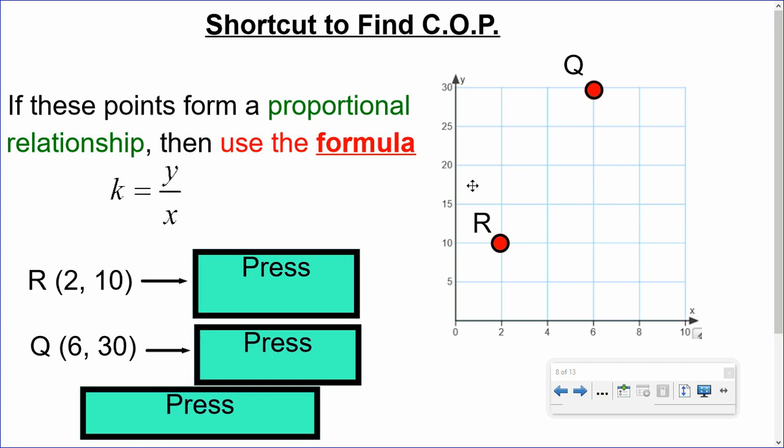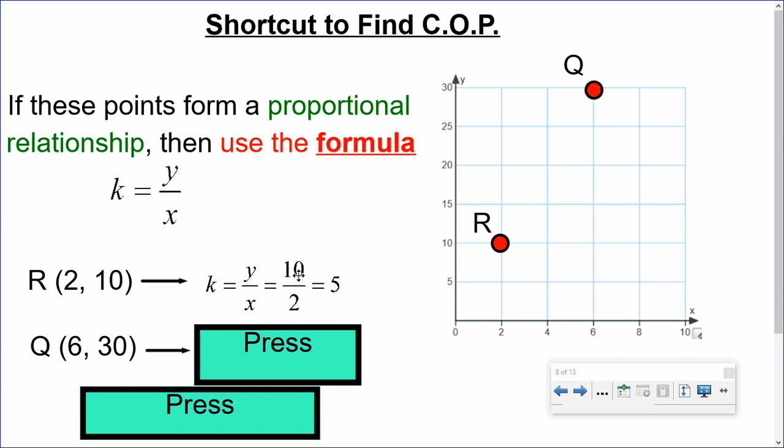Here we have 2 points, as I mentioned. Sometimes you don't have a line. Sometimes you have points sitting out there on your coordinate plane, and they're asking you to find the constant of proportionality. Well, that's easy. It's the y value over the x value. And if you remember, we put 10 on the top in this case for point R, and the 2 on the bottom. That'll give us a constant of proportionality, or a k value, of 5 for that point.